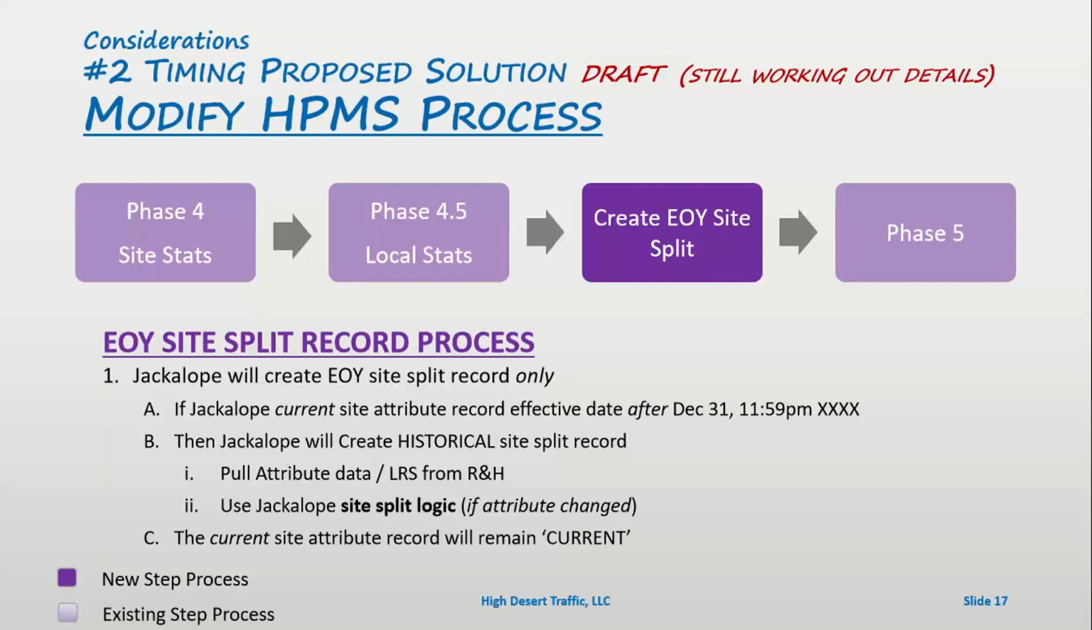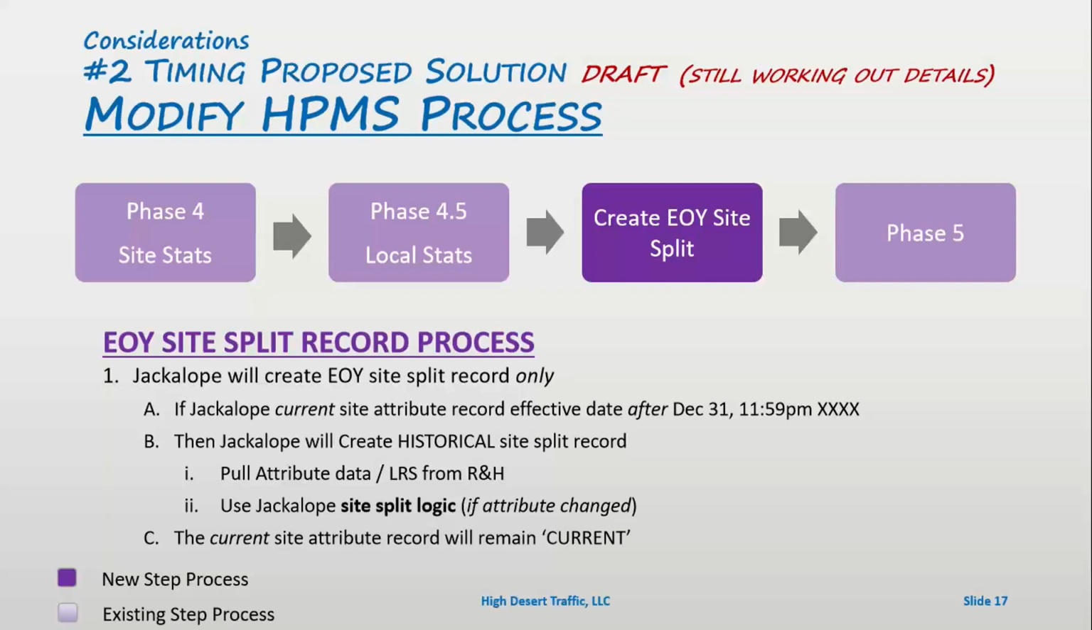What we're going to do is give you the ability to press a button and pick a date, which would probably be December 31st of 2019, and say, I want to create site splits as of that date, based on the network as of that date. So the timing issue is people are doing all their 2019 changes. Okay, now we're into 2020.